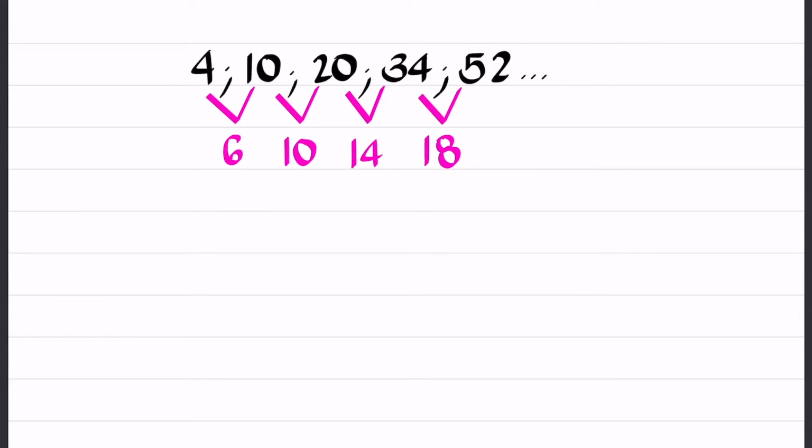We can see that we don't have a constant first difference. So now we're going to determine our second difference. Same thing, term 2 minus term 1. So 10 minus 6 is 4, 14 minus 10 is 4, and 18 minus 14 is also 4.